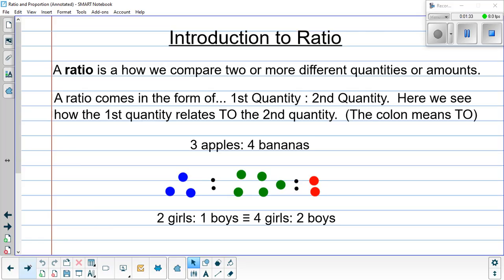And then lastly, we can compare 2 girls to 1 boy, and we can say that's equivalent to 4 girls to 2 boys, right? So if we know a really simple ratio, we can say, well, okay, now I'm going to say I have 270 boys. How many girls am I going to have? So we can do that to work out some maths.